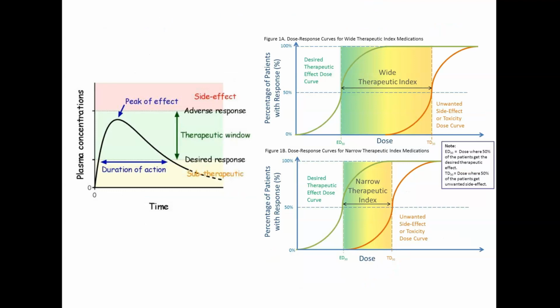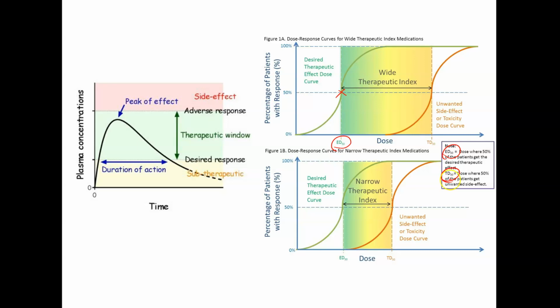Okay, so let's ignore the graph on the left for now, and let's think about the therapeutic index in another way. We have two terms that I want to discuss first, ED50 and TD50. ED50 stands for the effective dose. So let's just look at the top one right now. The effective dose for this particular medication can be found here. It's the effective dose at which 50% of patients are getting that desired therapeutic effect.